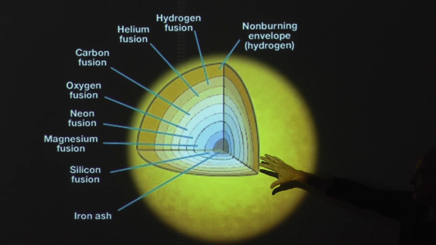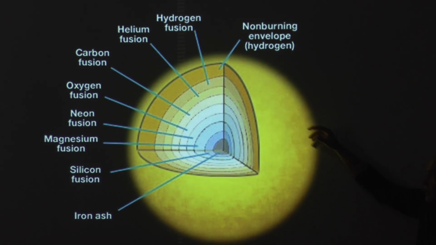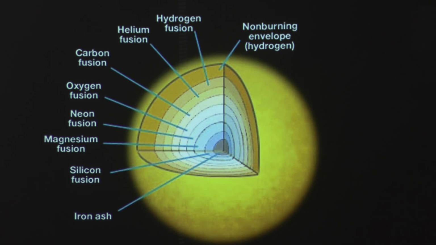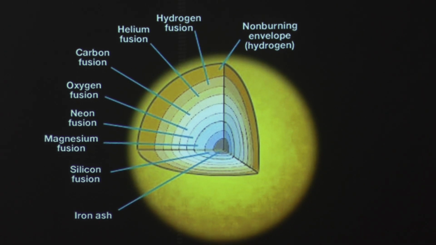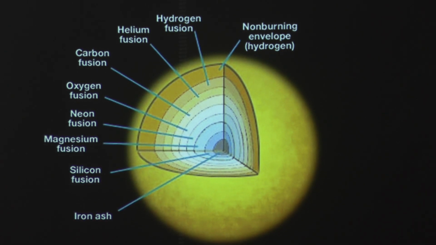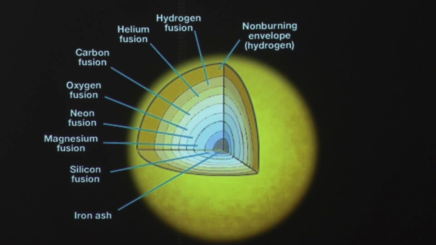And that'll fuse all these other elements in the outer layers, all the elements up to uranium with 92 protons. And that makes everything. That's where we come from, and all the planets, and anything that's made from anything higher than hydrogen.